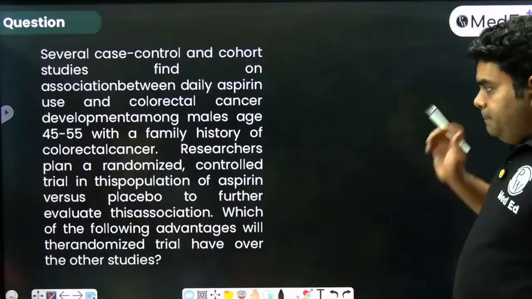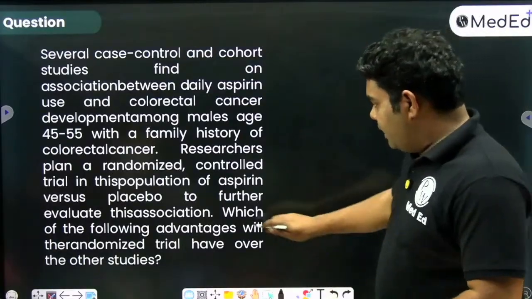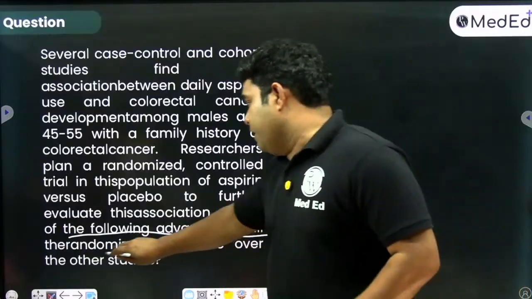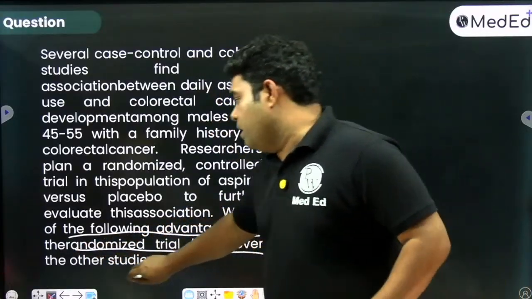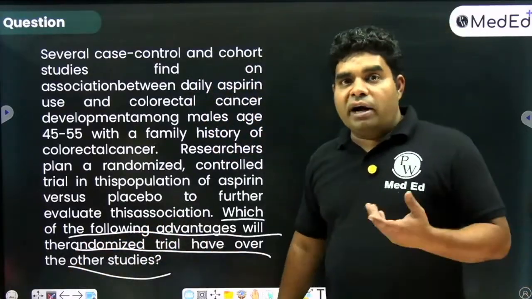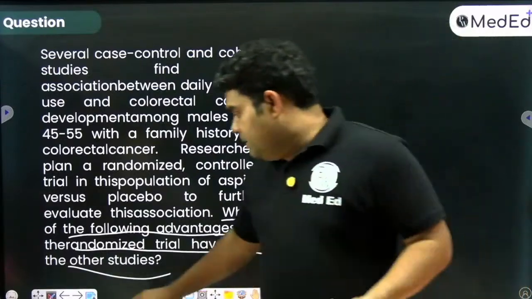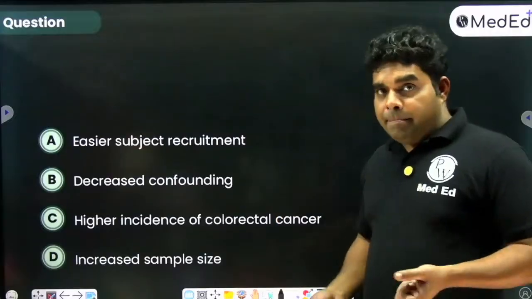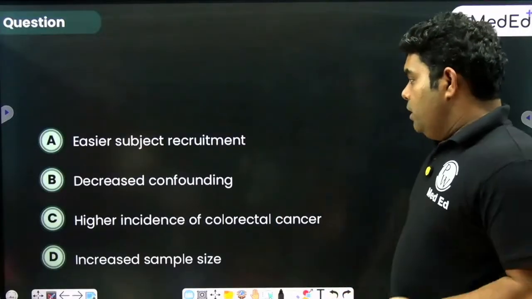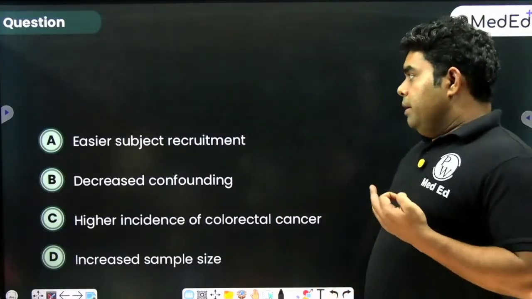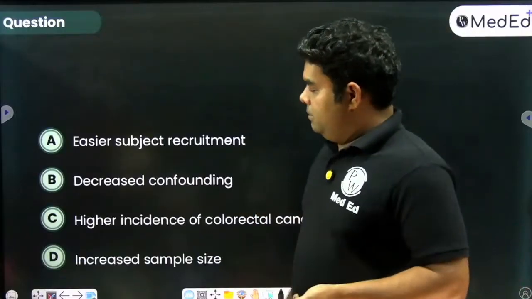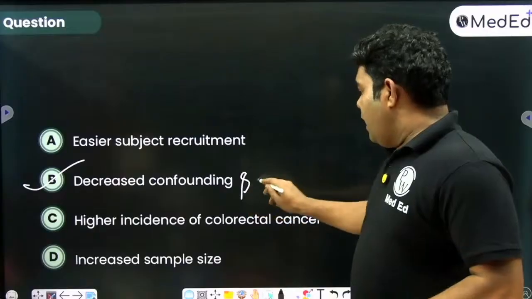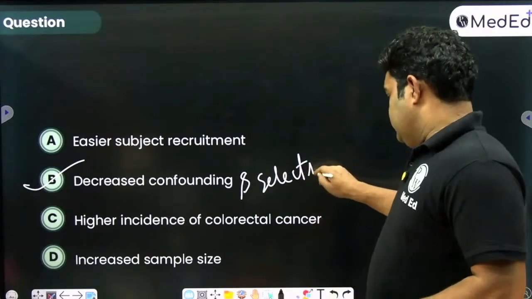Chalo, next question, let's go to the last line directly. Which of the following advantages will the randomized trial have over other studies? What is the advantage of RCT they are asking? Simple. Just go to the last line, the answer will come. What is the advantage of randomization? Randomization is done to decrease confounding. The purpose of randomization is to decrease confounding and selection bias.